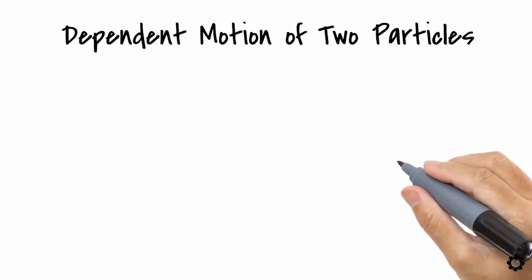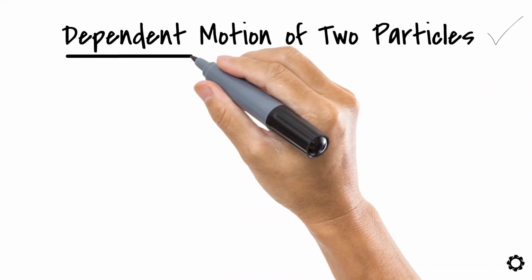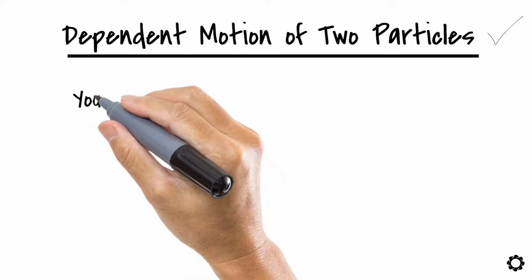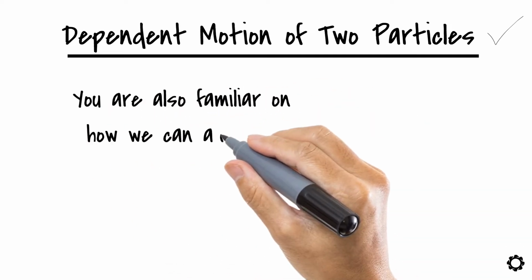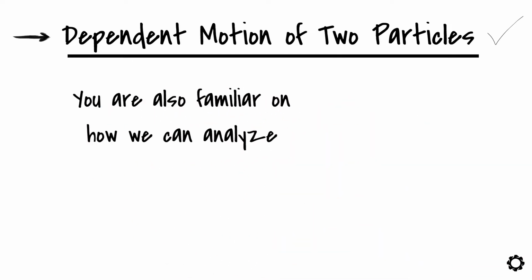Hopefully, by watching this video, you know the definition of dependent motion of two particles. And you are also familiar with how we can analyze this kind of motion based on the case examples that we have presented.